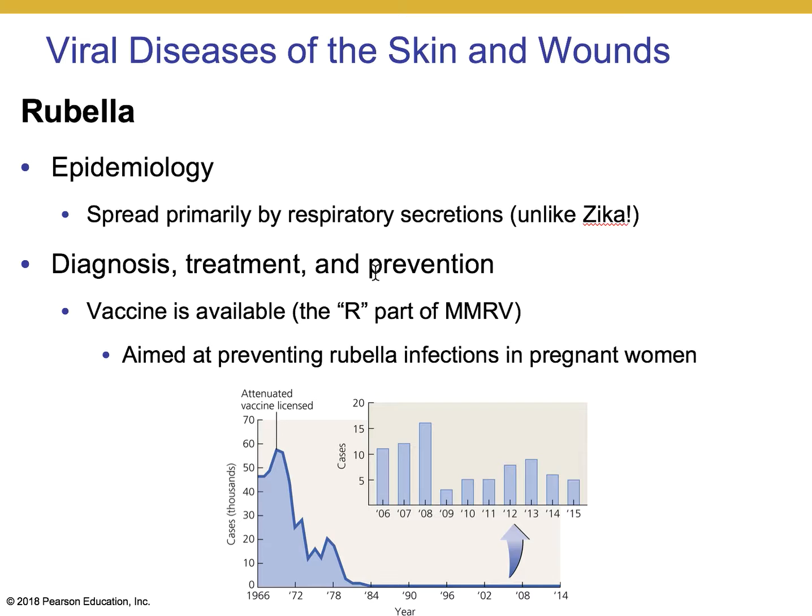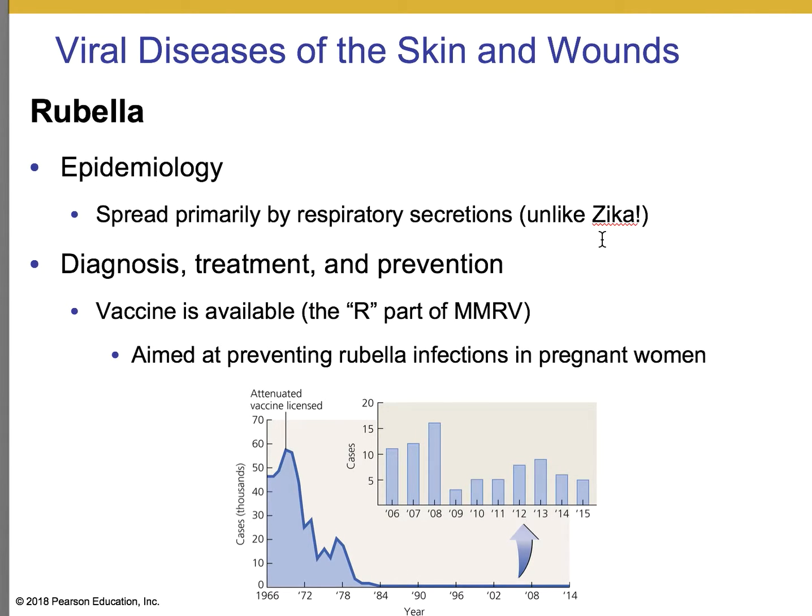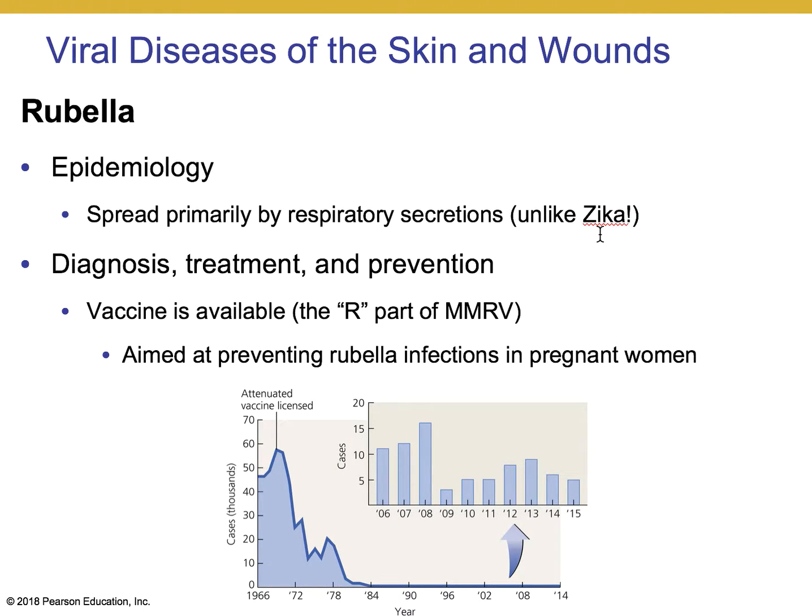Okay, so how was rubella spread? Primarily by respiratory secretion. So in this way, it was unlike Zika, which you'll recall was spread by mosquitoes. Here again is a chart showing the number of cases of rubella or German measles as they occur, and the first vaccines back in the 1960s were responsible for just an enormous decline. It's really almost non-existent now.